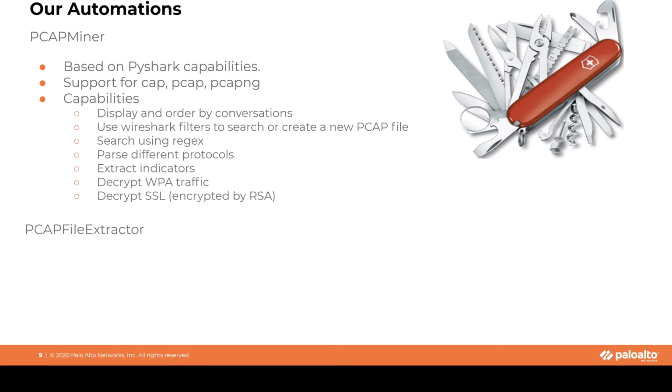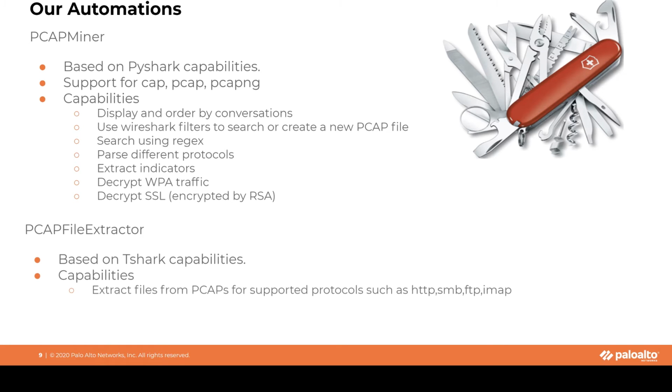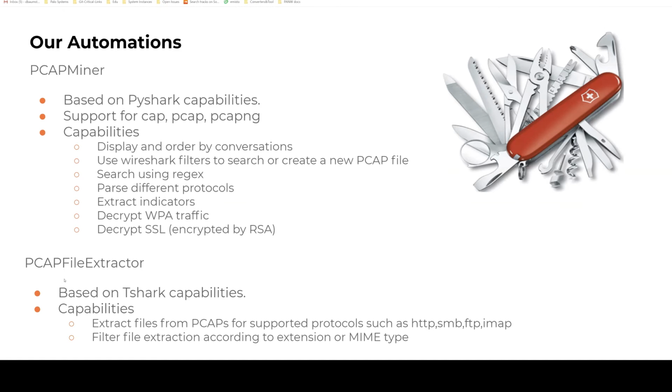So next one is its sibling automation, which is the pickup file extractor. It's based on T-sharp capabilities, and it can actually extract files from pickups for a few supported protocols such as HTTP, SMB, FTP, and a few others. We can apply filters exactly to which files we are extracting according to the file extensions or their actual MIME type. As you know, it's not that difficult to rename the file extension. So let me show you a quick usage of this automation to run in a command line format.